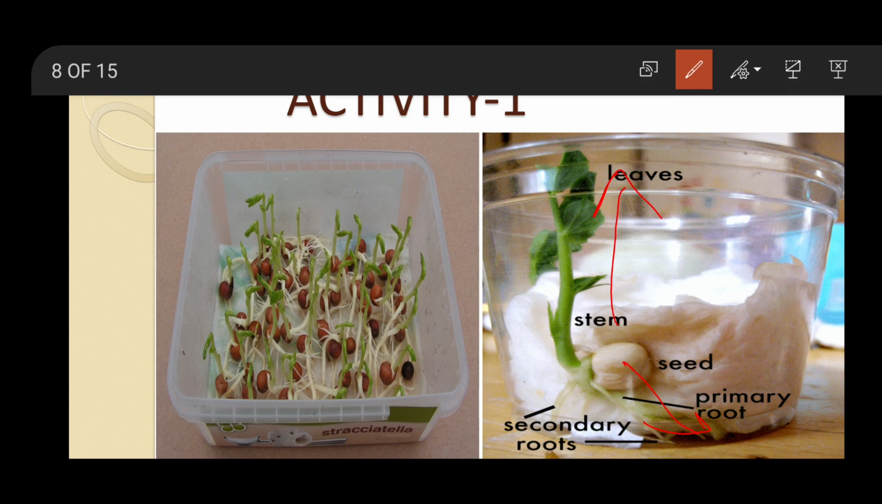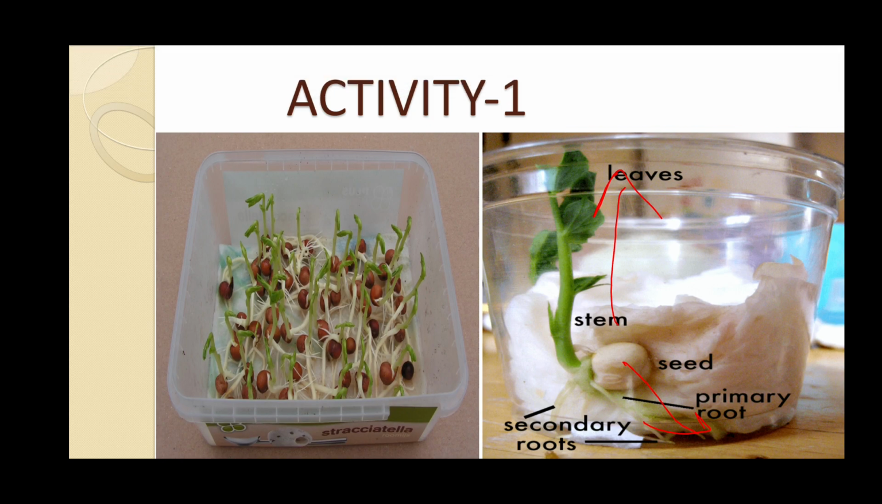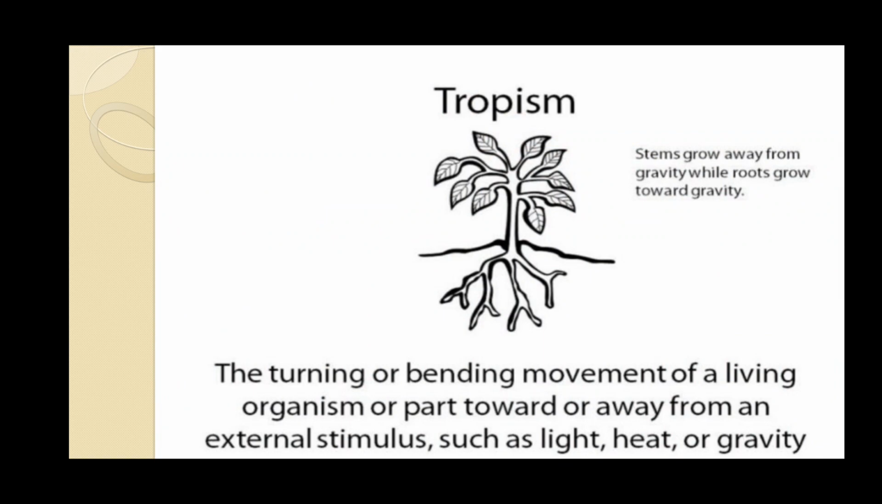After a few days, you will observe the root will form a downward loop and it will again start growing in the downward direction, whereas the shoots will form an upward loop and they will again start growing upward. Dear students, it happens because of tropism.